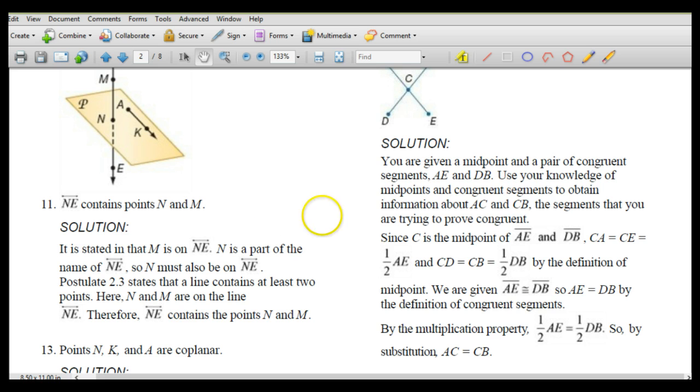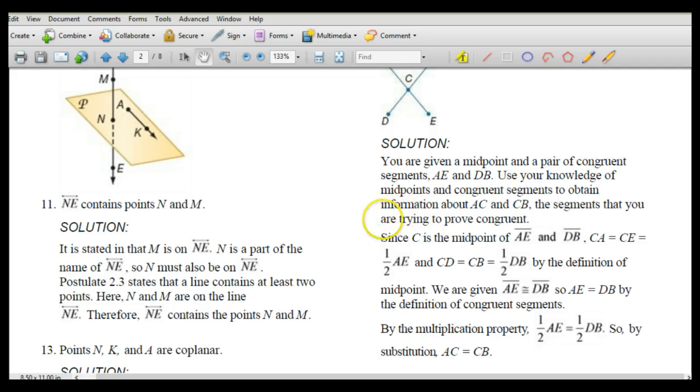By the multiplication property, so this is a property from algebra, that if we take an equation, we can multiply both sides by the same thing. Then we get this equation, if we multiply both sides by 1/2. So by the multiplication property of equality, we can say that half of AE is equal to half of DB.